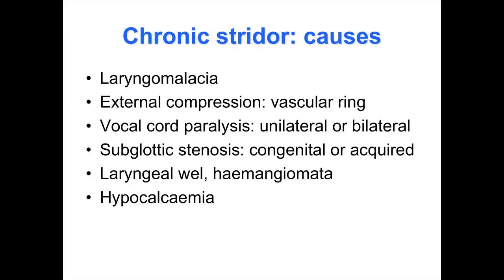Now we're going to go on to talk about the causes of chronic stridor. The causes include laryngomalacia, external compression from a vascular ring, vocal cord paralysis, which can be unilateral or bilateral, subglottic stenosis, congenital or acquired, laryngeal web, or hypercalcemia.